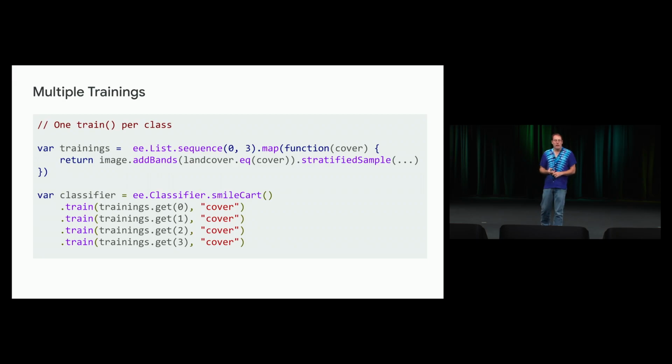Similarly, you can do this in other ways. You might want to build or train once per land cover class. So if you're extracting 10 land cover classes from some training data set, you can actually call train 10 times, once for each of the land cover classes. Same idea, just split by class instead of by region.